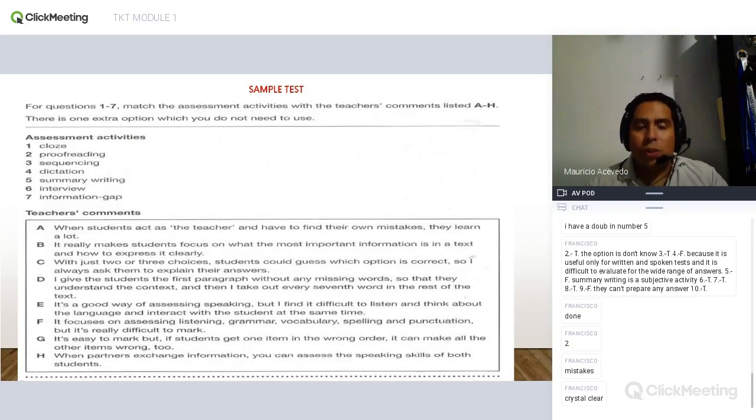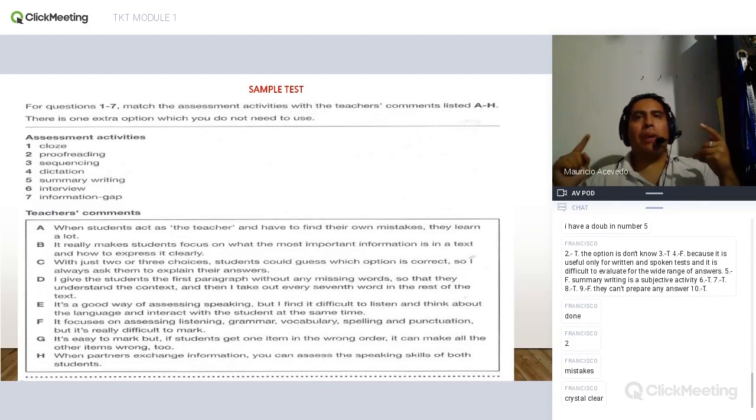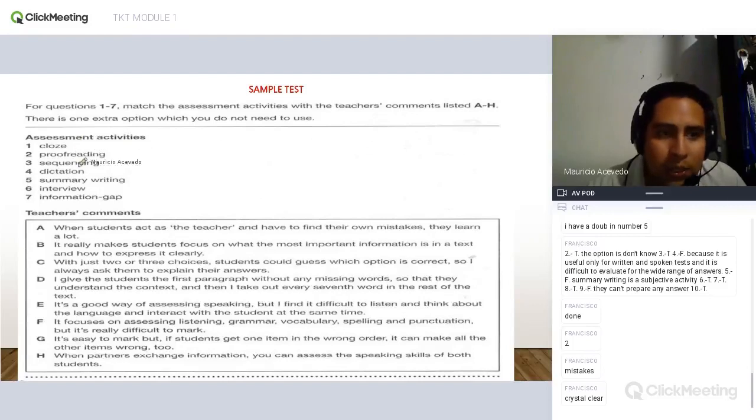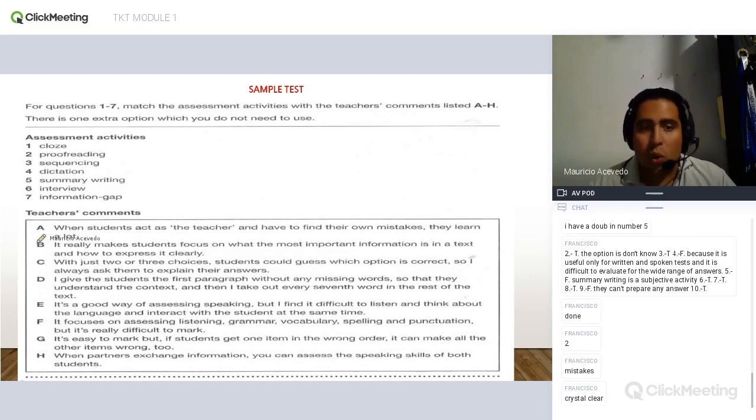Okay, for questions from 1 to 7, match the assessment activities with the teacher's comments listened from A to H. Remember that the teacher's comments are kind of the evaluation, the characteristic of this assessment activity. If it is easy, if it is difficult, if we evaluate listening, if we evaluate comprehension, etc. Okay, there is one extra option which you don't need to use. So as you can see, you have seven assessment activities, and you have 8 comments. So one of these comments is not needed or doesn't match with one of the assessment activities.